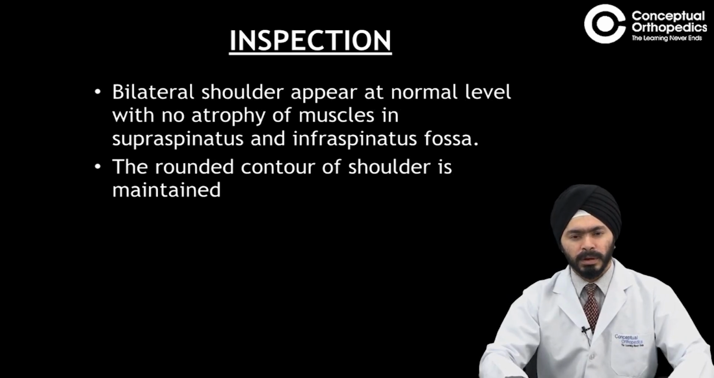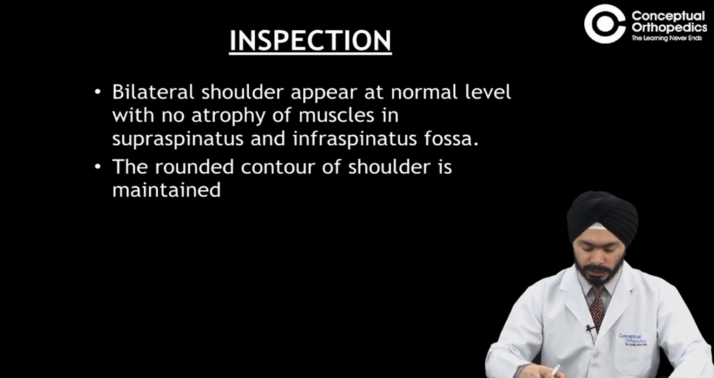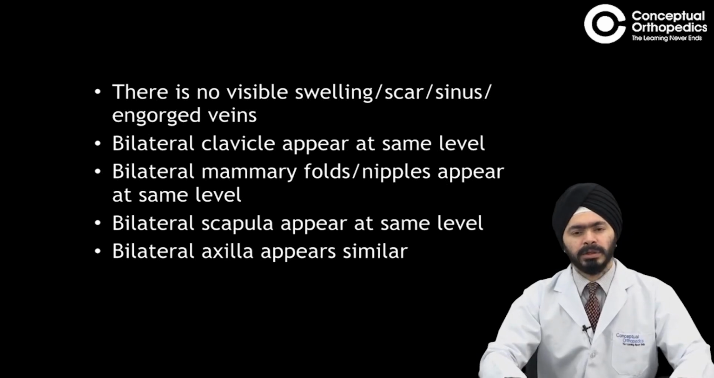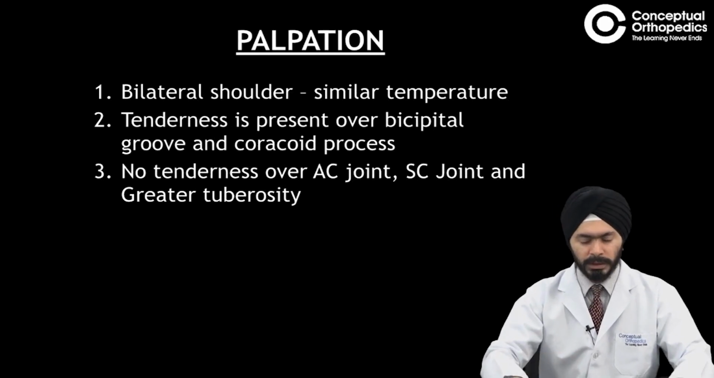In inspection, findings would not be much apparent in such a case. The rounded contour may be there, bilateral shoulders will be at the same levels. Just comment on negative findings of no visible scars, sinuses, bilateral clavicles, mammary folds at the same level, scapula and axilla at the same levels.